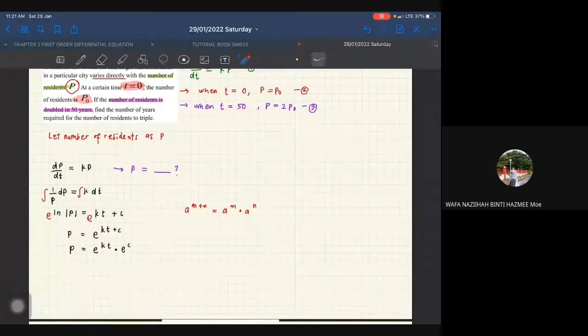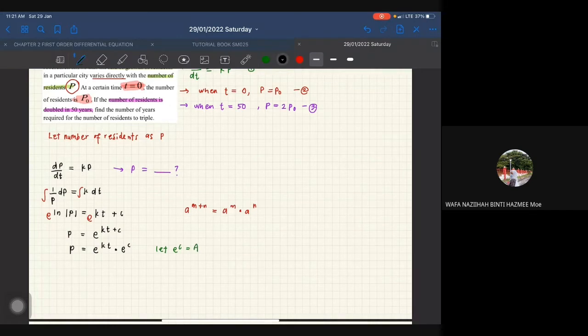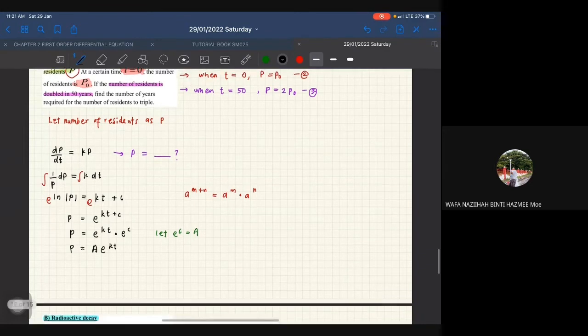Okay, so this one over here, dia adalah constant sebenarnya. E power of C ni adalah constant. So saya nak tukarkan constant ni into something else, into huruf lain. Okay, so saya let E power of C equal to A. Okay, so saya akan dapat P equal to A E K T. Settle. Okay, so this is my general solution.